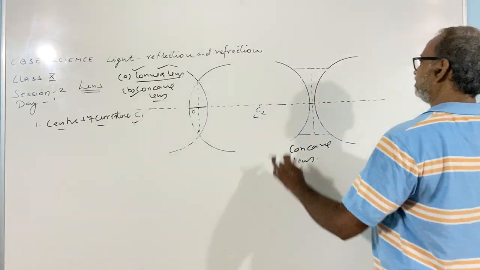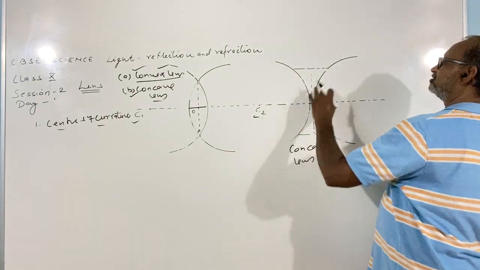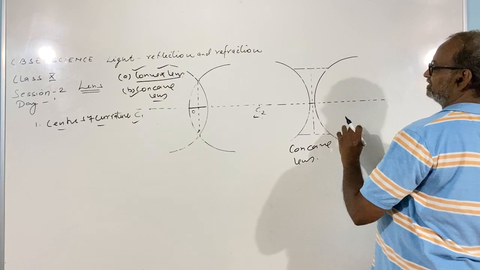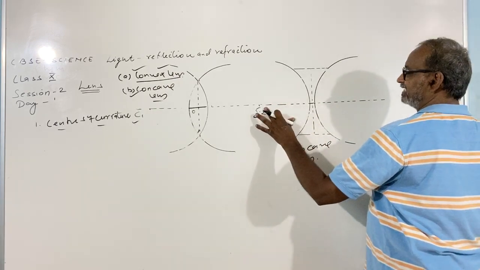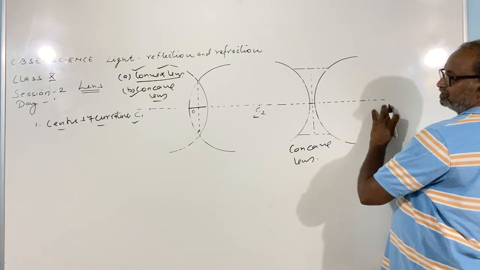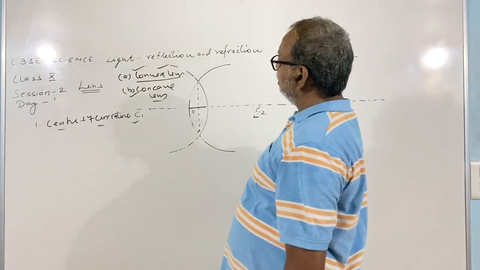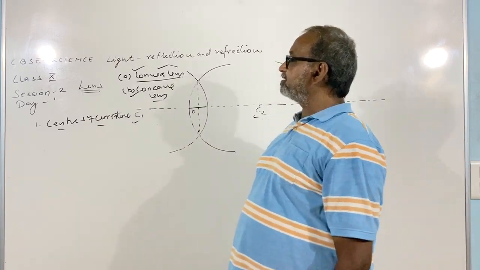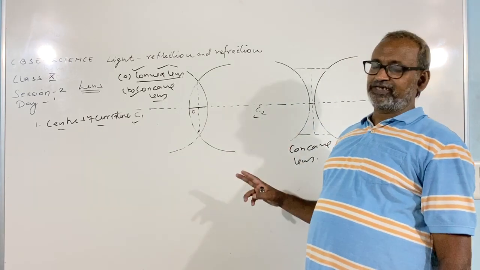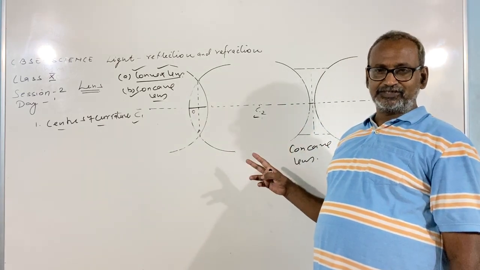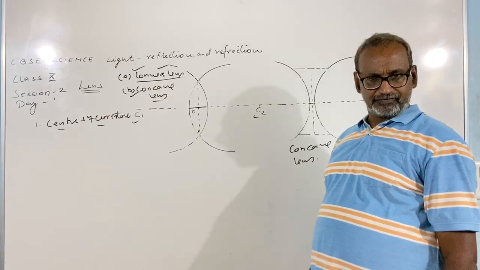Similarly, this is a concave lens and it also has two spherical surfaces, and the centers of these two spherical surfaces will be labeled as C1 and C2. So biconvex lens and biconcave lens have two centers of curvature which are denoted as C1 and C2 respectively.